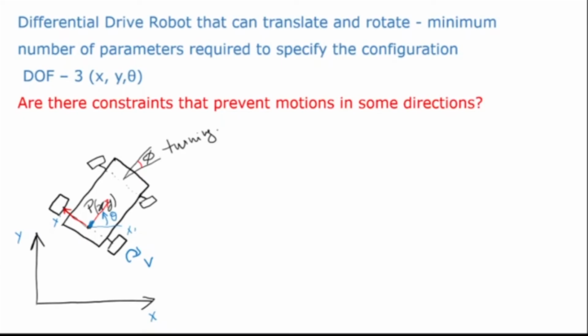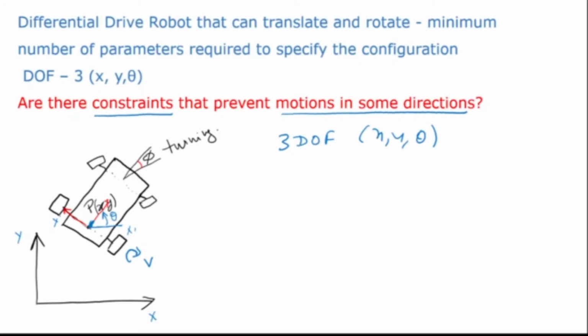Okay, so basically what we have here is that this has 3 degrees of freedom. This is something we have seen, x, y, and theta. Theta is the angle that the x of the robot is making with the global x dashed. Okay, now in this particular case, we know that the robot cannot go sideways. Okay, now, so are there constraints that prevent motions in some directions? Okay, and those constraints are called holonomic constraints.